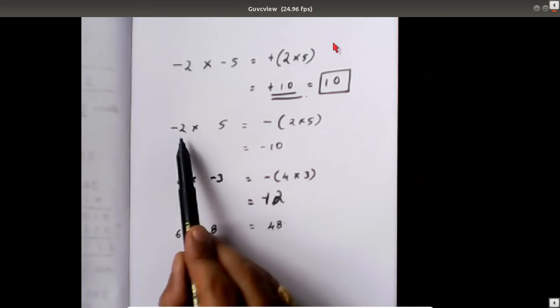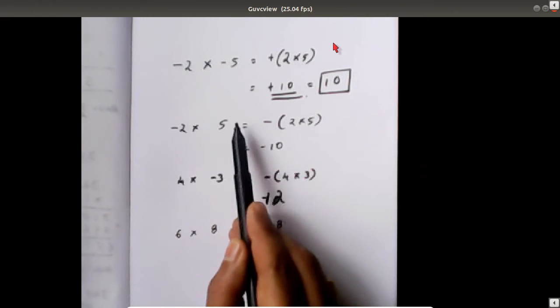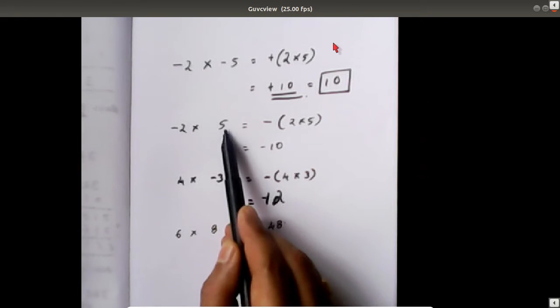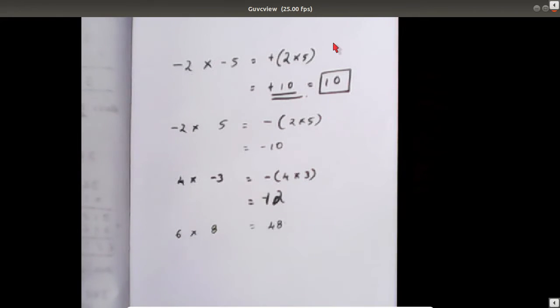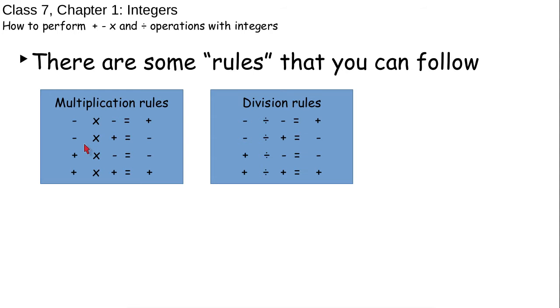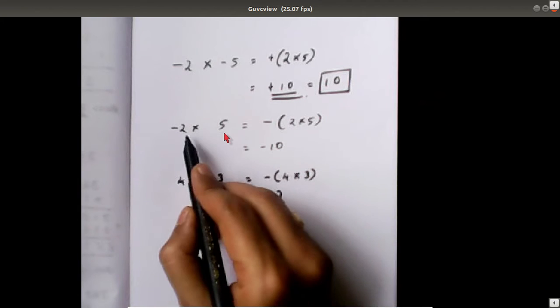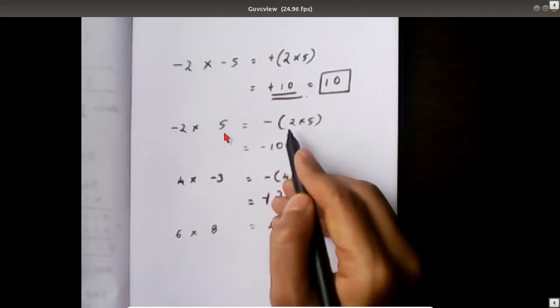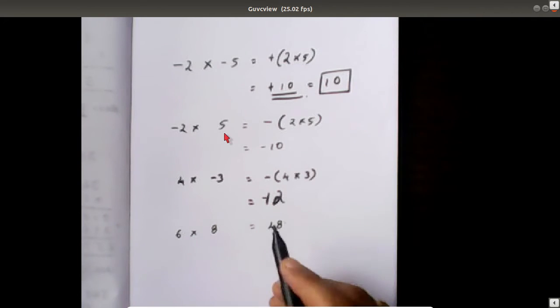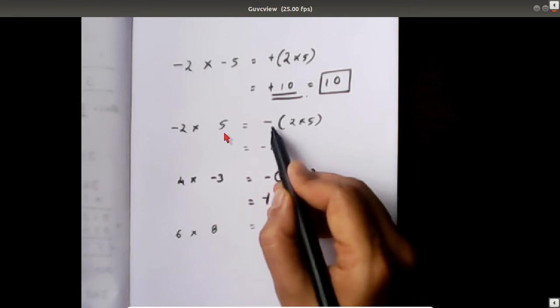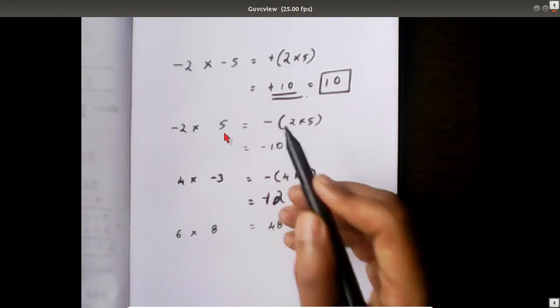Now what if you are multiplying a negative number with a positive number? So minus 2 multiplied by 5. According to our rules, this should give us a negative value. See, minus into plus equal to minus. So when you multiply minus 2 with 5, your answer is minus 2 into 5, which is minus 10. So 2 and 5 are multiplied together and the minus sign is placed before it.